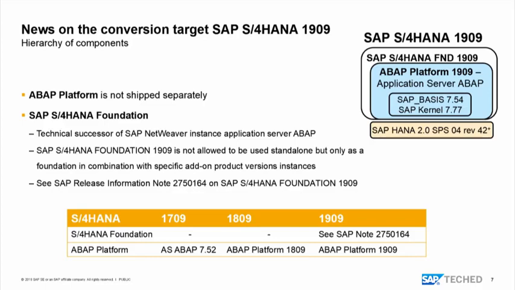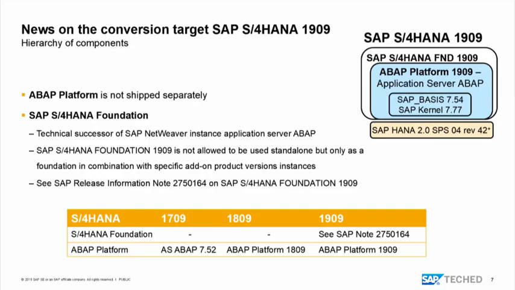So overall, SAP S/4HANA Foundation is new with 1909. That was not there in the previous versions. And the ABAP platform was application server ABAP 752 for 1709, which was capable to be installed separately, which is not the case for ABAP platform 1809 and 1909.